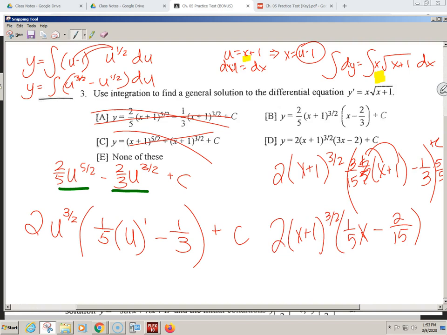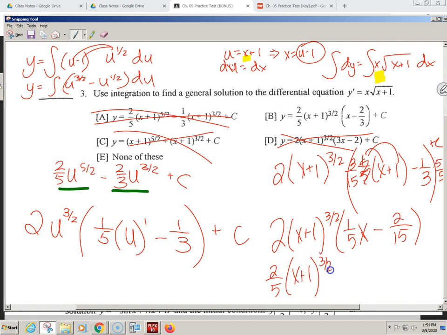Which one is it? Definitely not D, because that doesn't match what I have. But how on earth can it be B? What did they take out? Oh, they took out the 1/5 GCF.